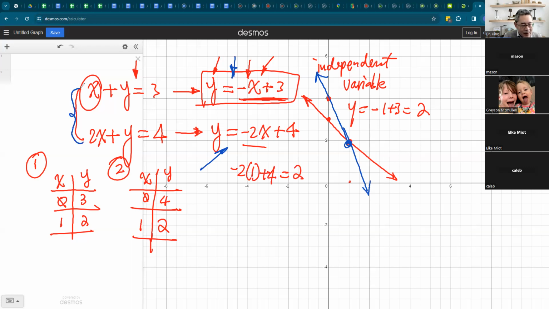You can see we got something like this, indicate this line and that line. We are trying to find the intercept, because only on the intercept, that point satisfies this equation, also satisfies this equation. So that's our solution. What's our solution? 1 and 2. So we write that solution as (1, 2). And this is, of course, our x coordinate. This is our y coordinate.